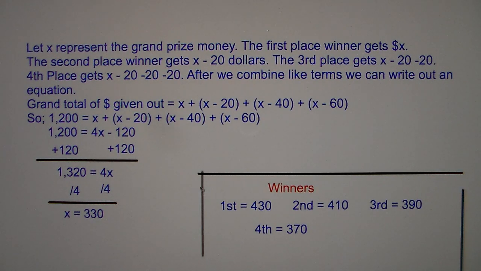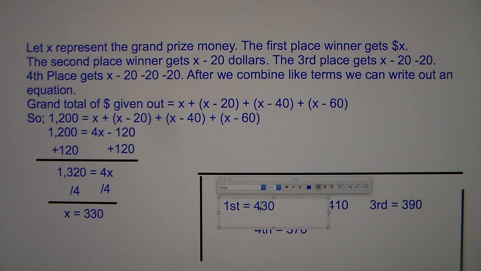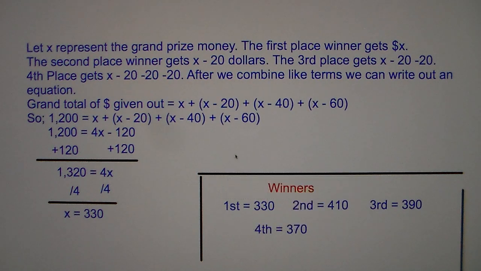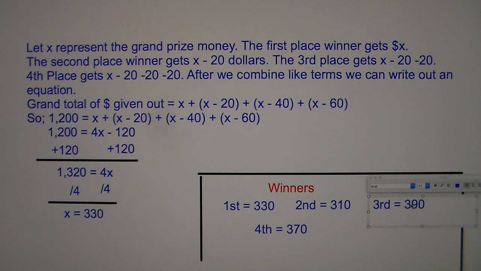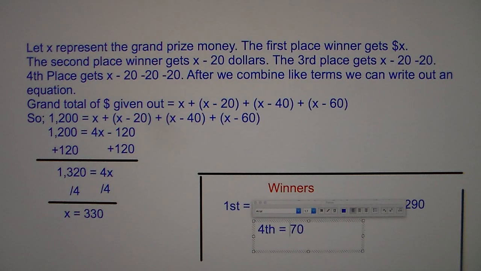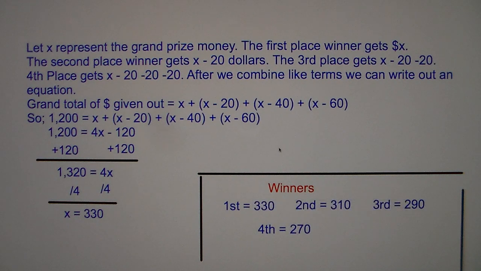1,320. So we got to adjust our winners a little bit. First place doesn't get 430. They actually get 330. Second place should be $20 less. So that should be $310. Third place will be $20 less, so that should be $290. And fourth place should be $270. And that's your answer.